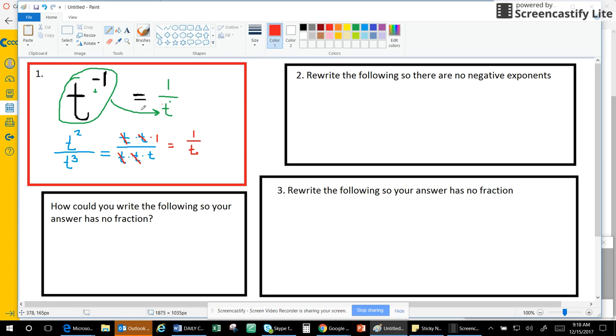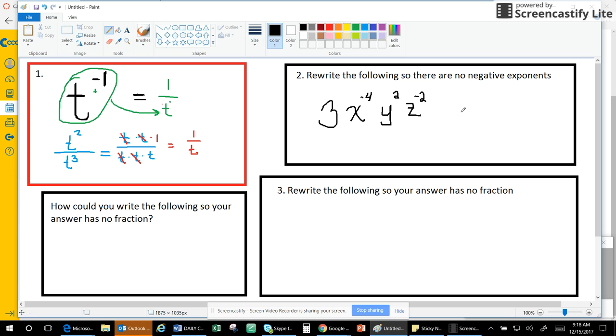Here's what I want you guys to try on your own right now. Rewrite the following so there are no negative exponents. So I'm going to generate something here for you. Let's have 3 x to the negative 4 y squared z to the negative 2. Go ahead and try this. Hit continue when you're ready to check your work.